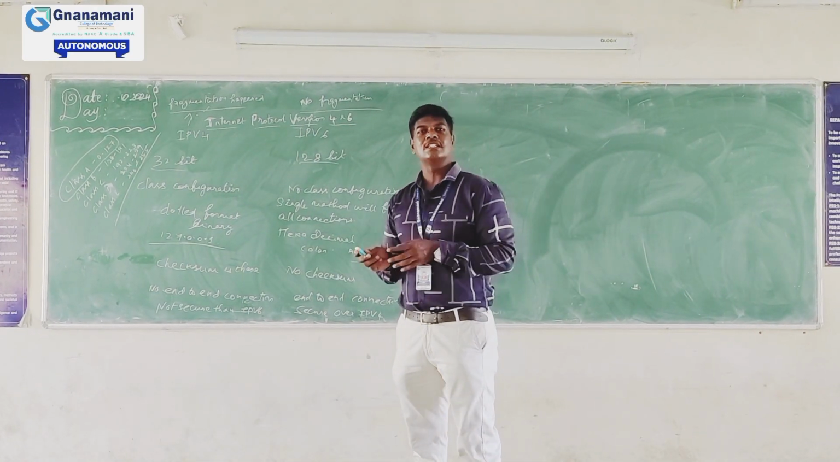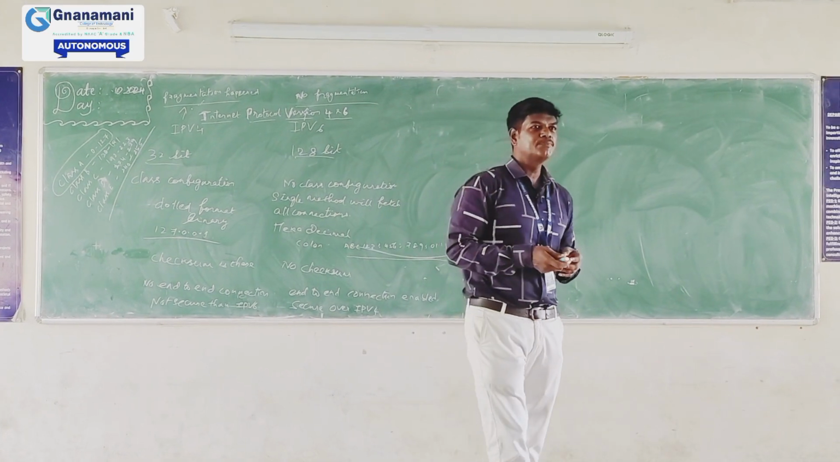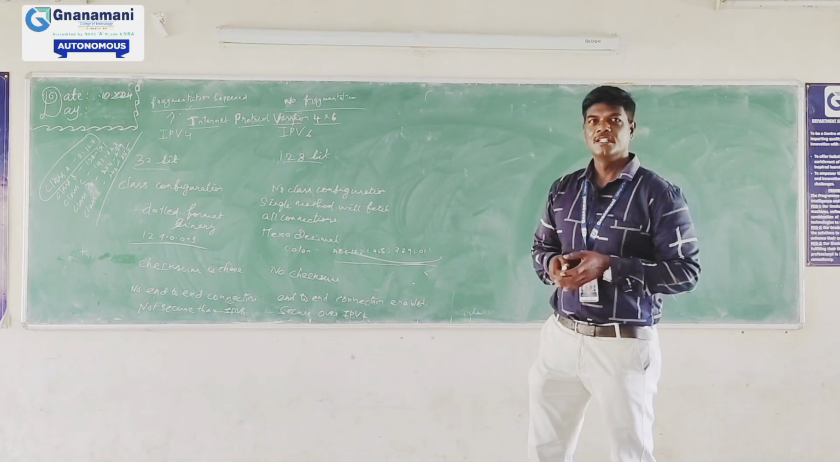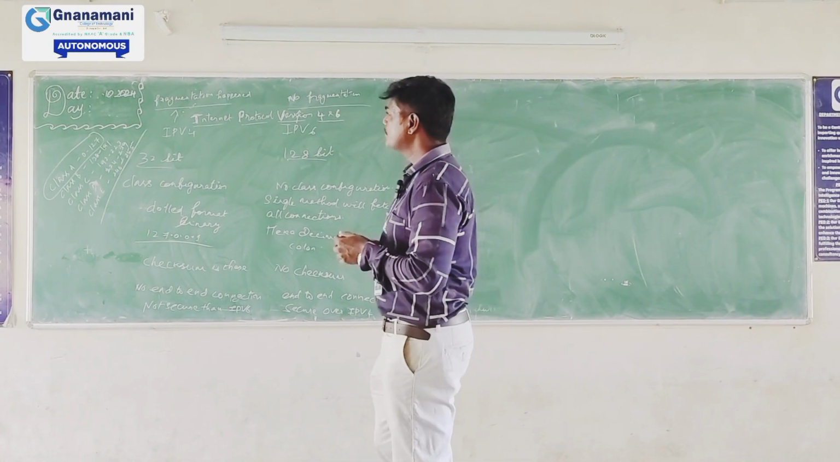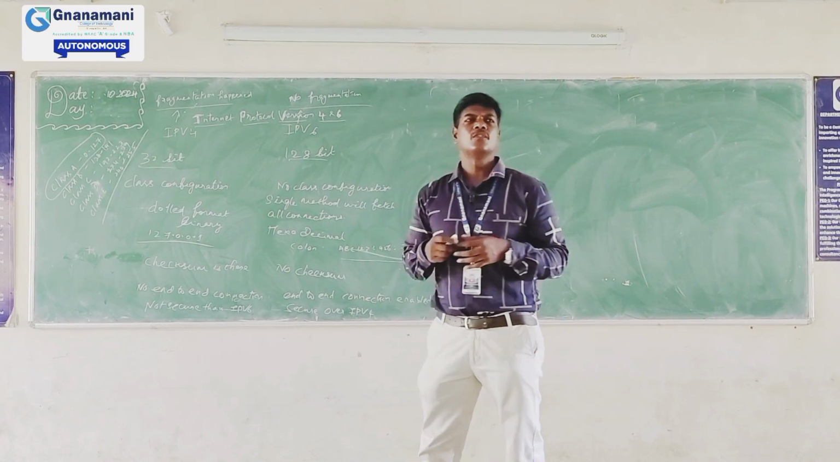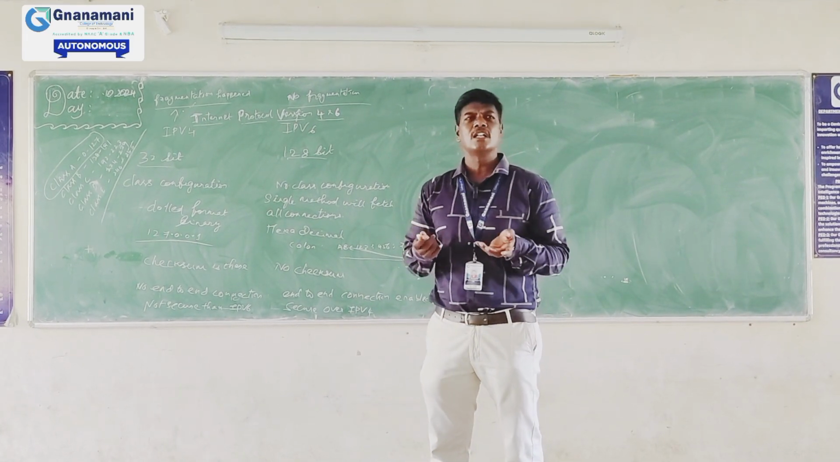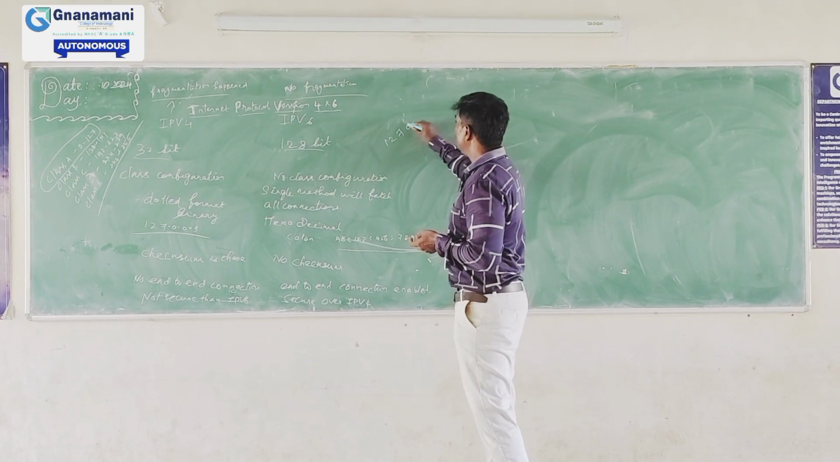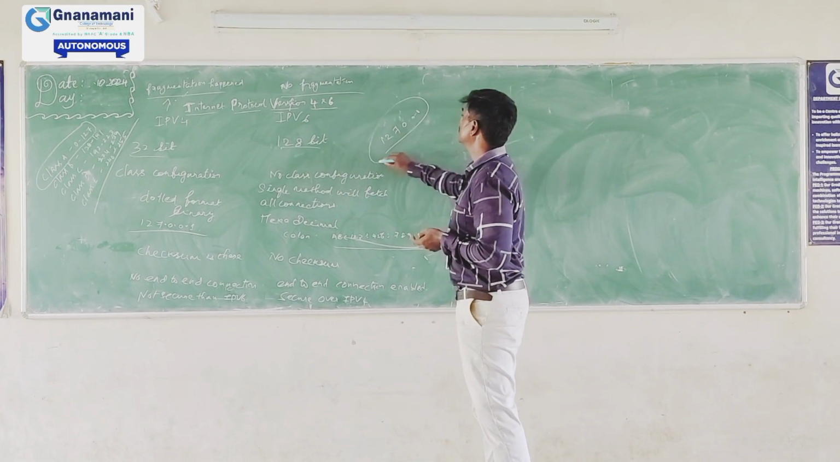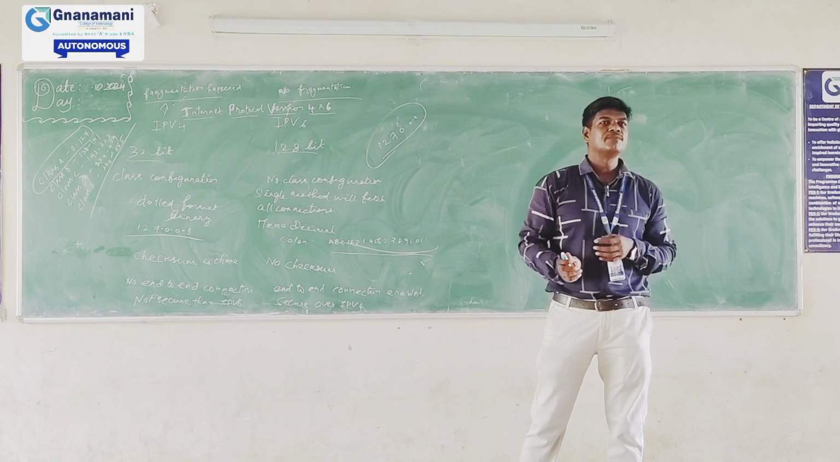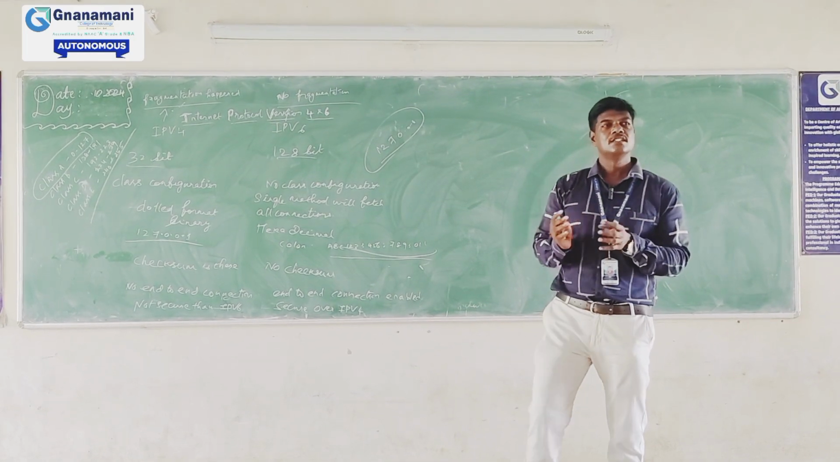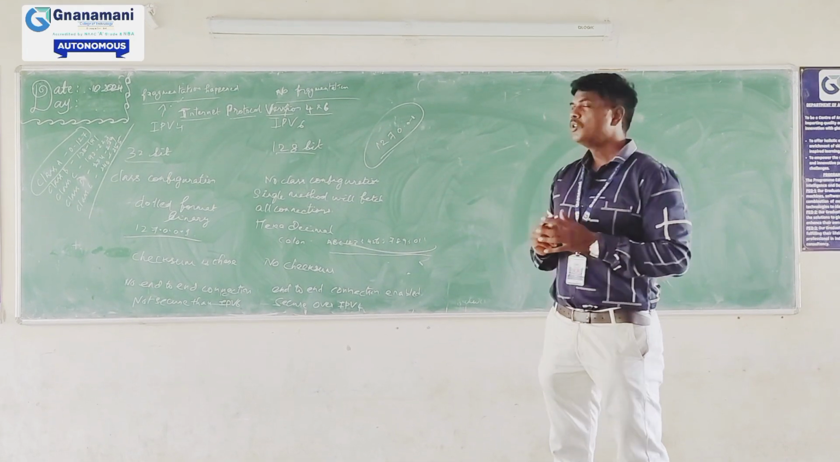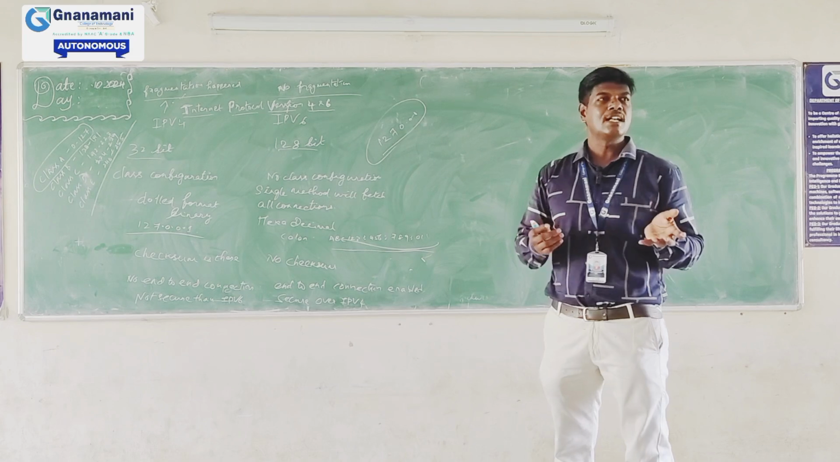IP consists of a class configuration: class A, class B, class C, class D, and class E, right? Class A consists of 0 to 127. It is used for your default IP address, or it may be a loopback, 127.0.0.1. So it will be considered as a class A configuration. The range will be 0 to 127. That will be considered as a class A configuration.